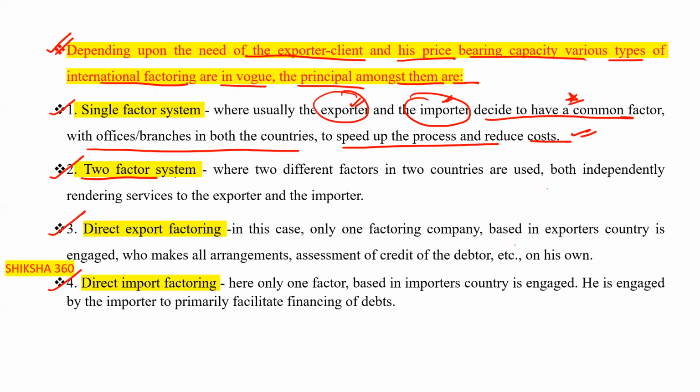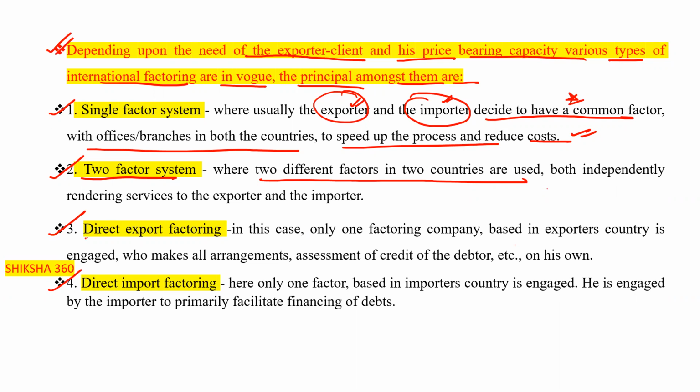Next one is the two factor system, whereby two different factors in two countries are used. In the single factor system they want a common one, and here, in the two factor system, two different factors in two countries are used, and both are independently providing services to the exporter and the importer. One is in the exporter country, and the other one is in the importer country.